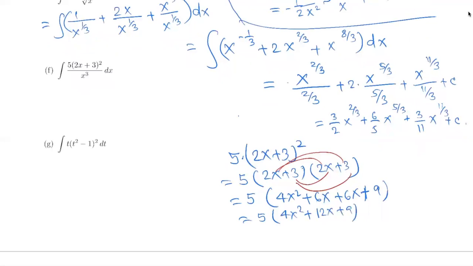Then distribute 5. Okay, so that I'm going to write over here. So that goes on the top. So this one is 5 times 4, 20x squared, plus 5 times 12, 60x, plus 5 times 9, 45. So that's on the top, and we've got x cubed on the bottom.